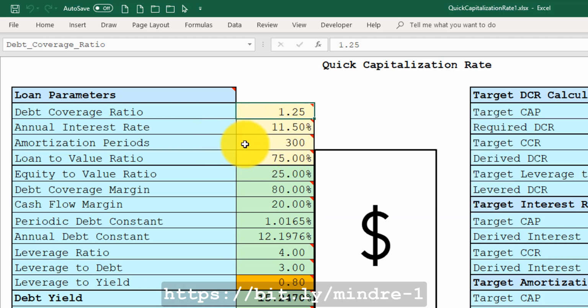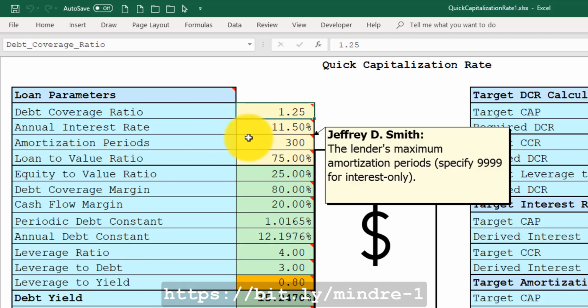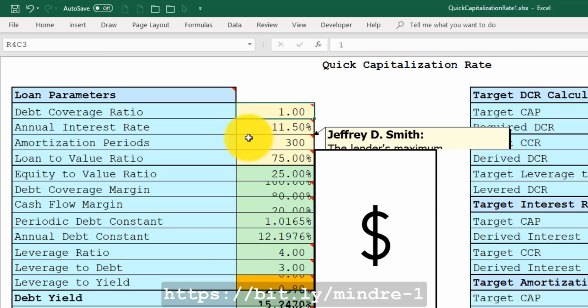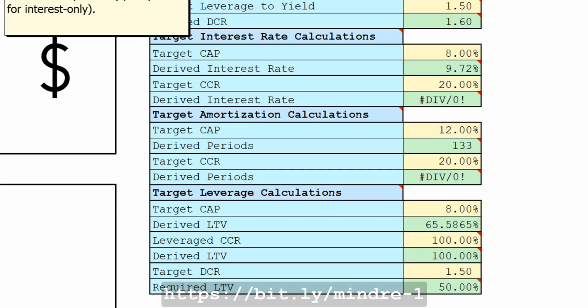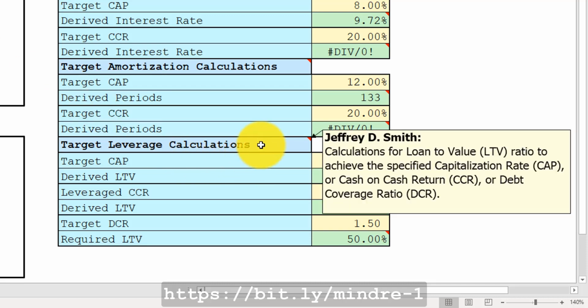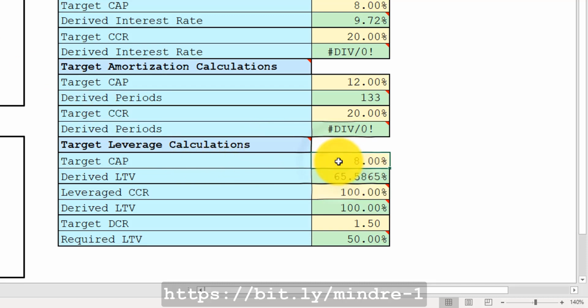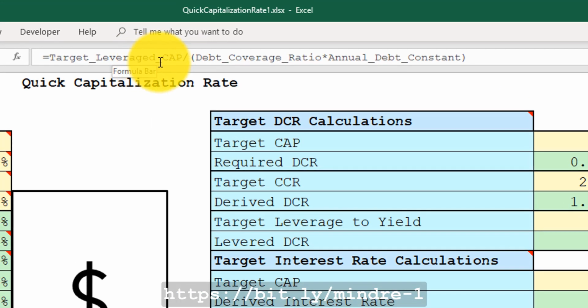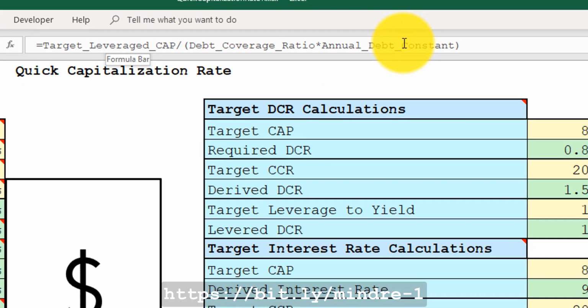Let's take a look. Change the debt coverage ratio to 1, which means that all the net operating income goes to the lender. And now we come down here to target leverage calculations, and we plug in 8% for the target cap. We can calculate the loan to value that can support this property at 8% cap rate. This is simply taking the equations, the target leverage cap, dividing it by the product of the debt coverage ratio times the annual debt constant.